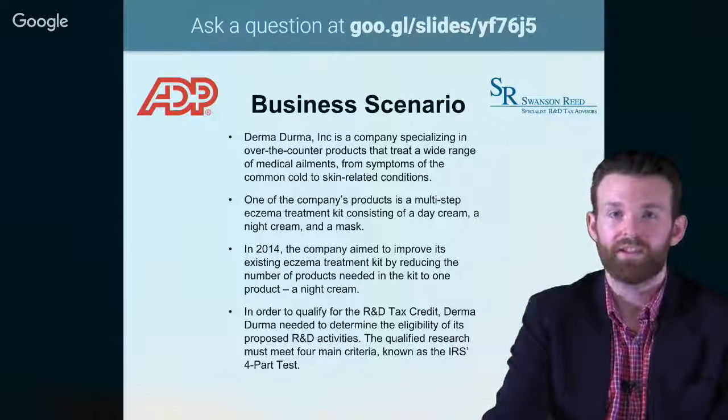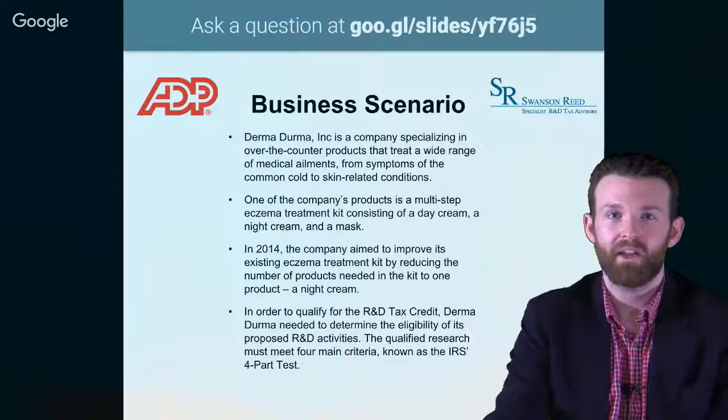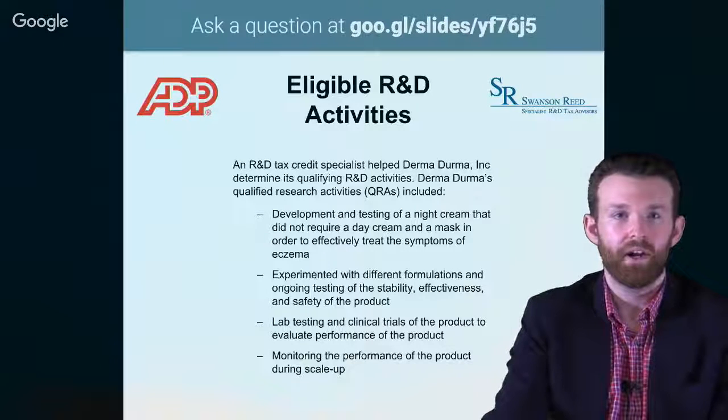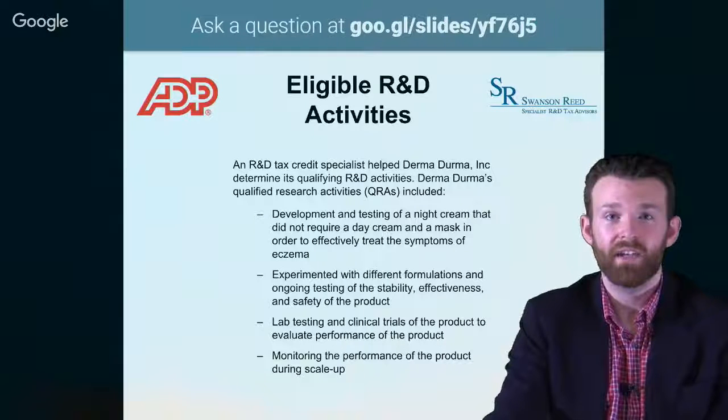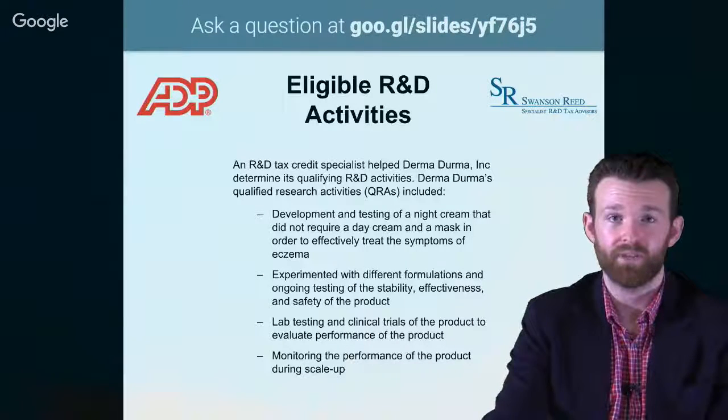So in order to qualify for the R&D tax credit, Derma needed to determine the eligibility of its proposed R&D activities. The qualified research must meet 4 main criteria, known as the IRS's 4-part test. All right, so an R&D tax credit specialist helped Derma determine its qualifying R&D activities, and that included development and testing of a night cream that did not require a day cream and a mask in order to effectively treat the symptoms of eczema, experimented with different formulations and ongoing testing of the stability, effectiveness, and safety of the product, lab testing and clinical trials of the product to evaluate performance of the product, monitoring the performance of the product during scale-up.